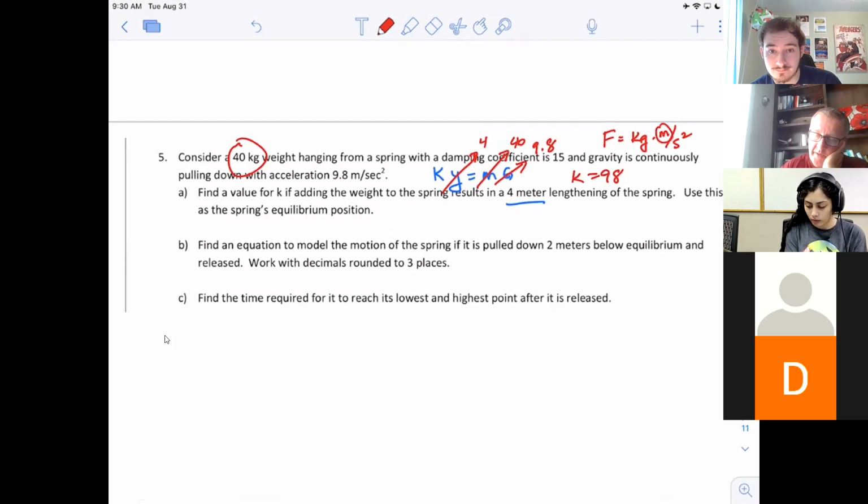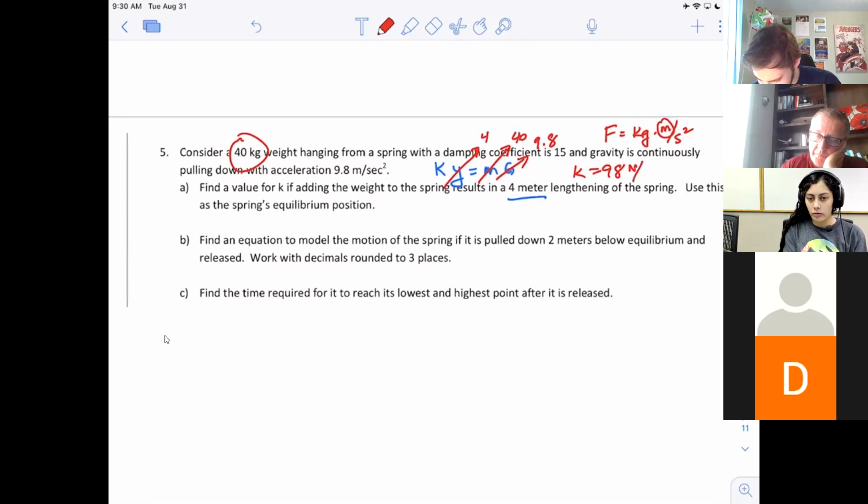Or the other way is to say, well, this whole thing is newtons, except we already had meters. So newtons divided by meters, that's what's in your note sheet. Because then if I multiply that by 4 meters, the meters cancel and it ends up being in newtons, just like the other side is for you physics people. Anyway, cool. Now we know K is 98. We didn't know that before, but we know everything else.